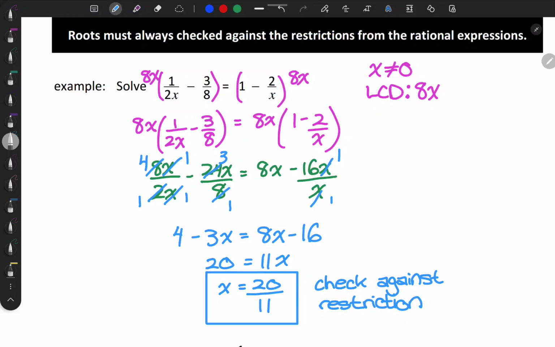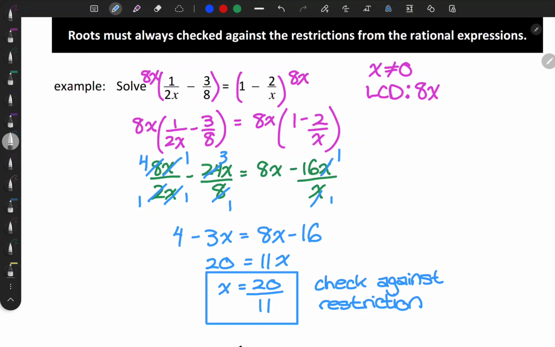The reason I need to do this check is it is possible to simplify an equation and find an equivalent equation that does not have the same restrictions. In order to solve the original equation, I need to make sure I'm not dividing by 0, so I need to make sure in this case that x is not equal to 0. Otherwise, I have a solution for my simplified equation, but not for the original equation.